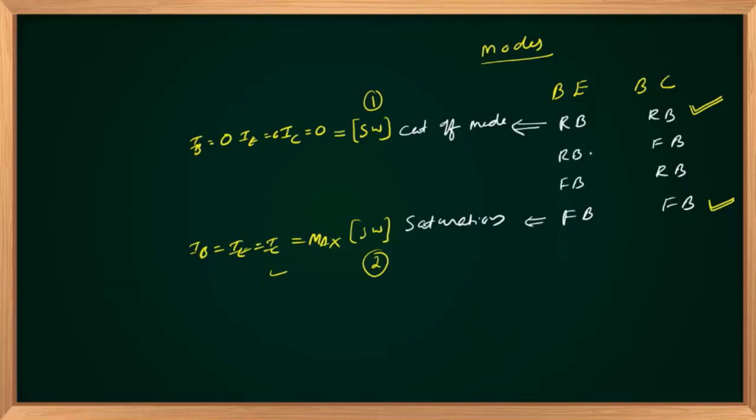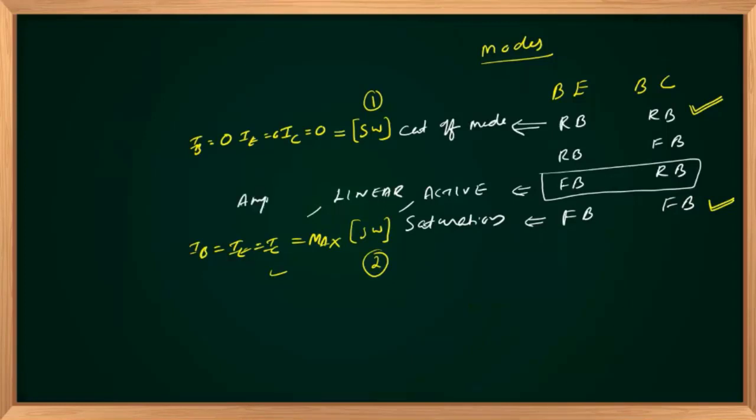The other two modes are: base emitter reverse biased with base collector forward biased, and base emitter forward biased with base collector reverse biased. The third mode, base collector reverse and base emitter forward, we'll call the active mode of operation or linear mode of operation, where the transistor acts as an amplifying device, right? So if your base emitter is forward biased and base collector is reverse biased, your transistor is performing a function called amplification, and that should be linear. Linear in the sense that if you are giving a sinusoidal signal, the output should be a scaled version of it.